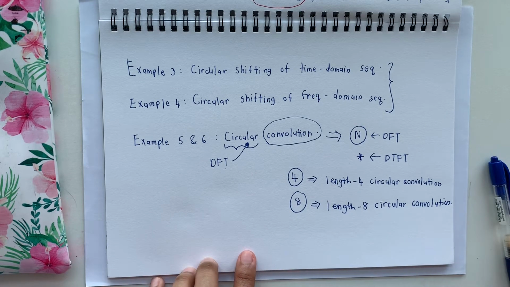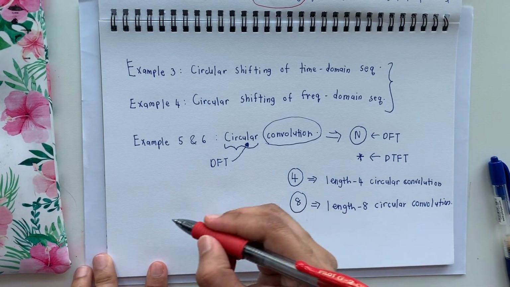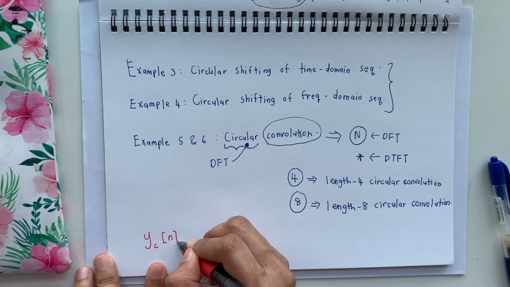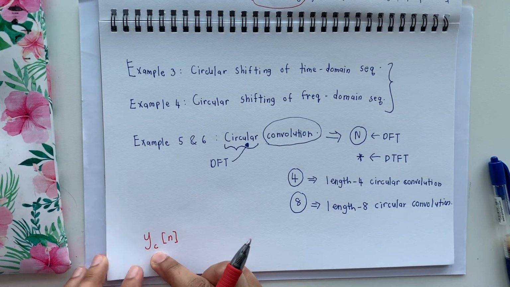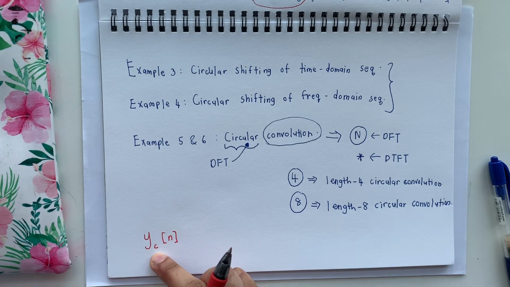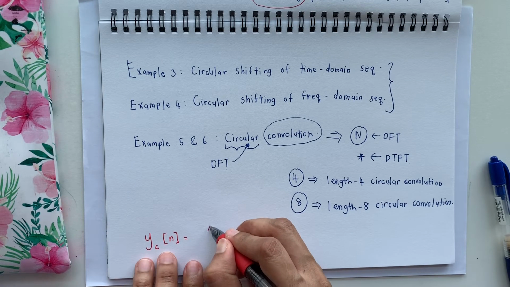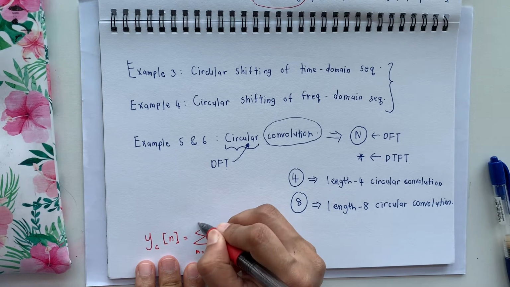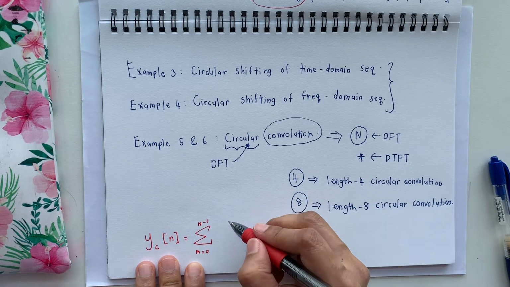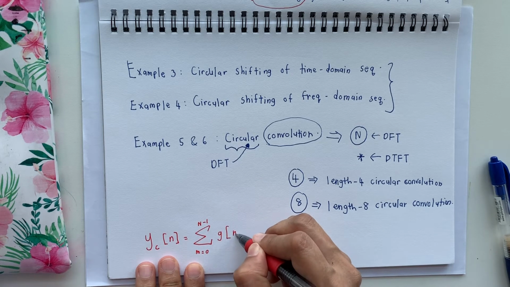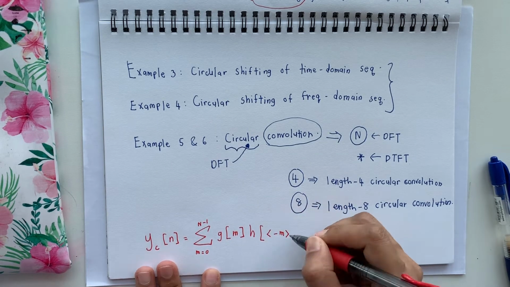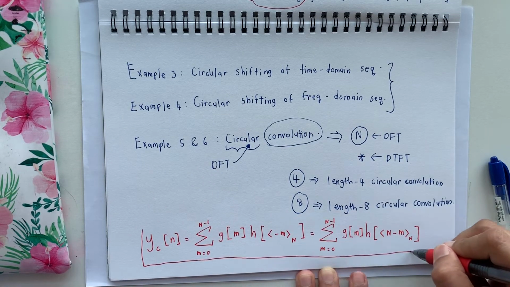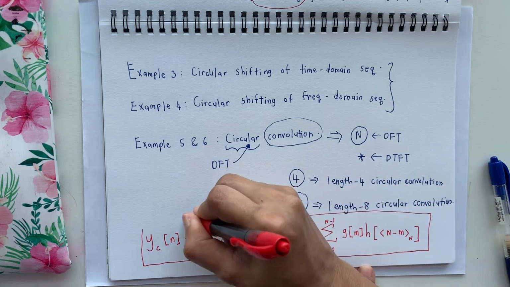Alright, so in circular convolution, you have to remember this equation. YC, where Y indicates output and C indicates circular convolution. We have summation, m from 0 to N minus 1, and then G m. Basically, this equation you must remember.